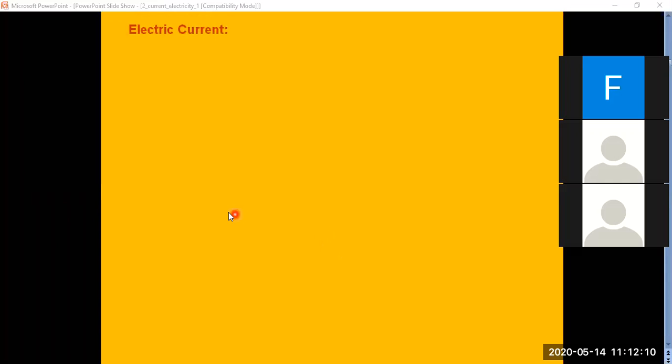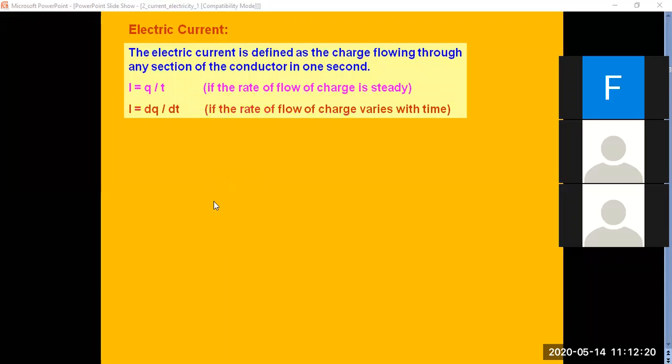Now coming to electric current, I told you what electric current is yesterday. If you can just recall, electric current is nothing but, you can see the formula here. This electric current is the charge flowing through any section of the conductor per second. We call it the electric current. So you can define electric current as the charge flowing through any section of the conductor in 1 second.